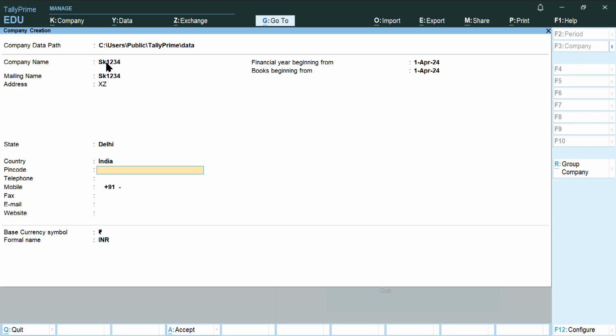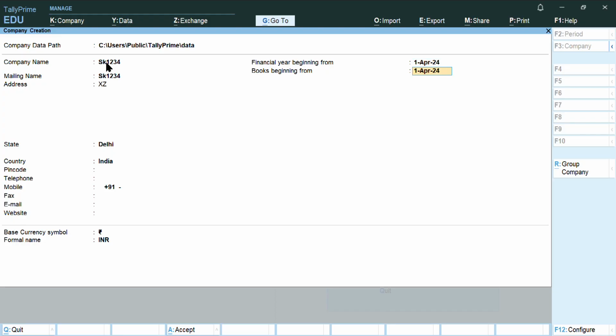Now pin code we can write as per the instructions given: telephone number, mobile number, email, website. I am just deleting these informations for the time being. I am ignoring it, but you can write these information as per the requirement. Now the next is the financial year. Since we are working in the educational mode, the year as is given will be taken. We are not going to change anything in this.